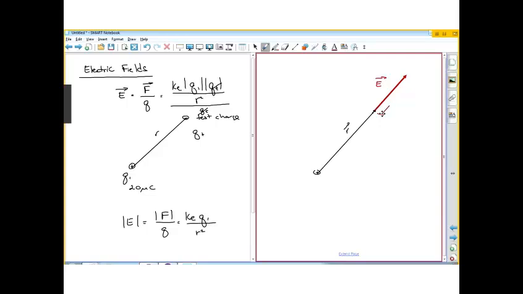The magnitude, meaning the length of this, is the magnitude of it. And that is equal to Coulomb's constant times the charge here divided by R squared, where R is not a vector, it's just the magnitude, the length distance. So you can see that as I get closer to the charge that I'm trying to determine the electric field around, the vector is going to get longer. So let me do that.